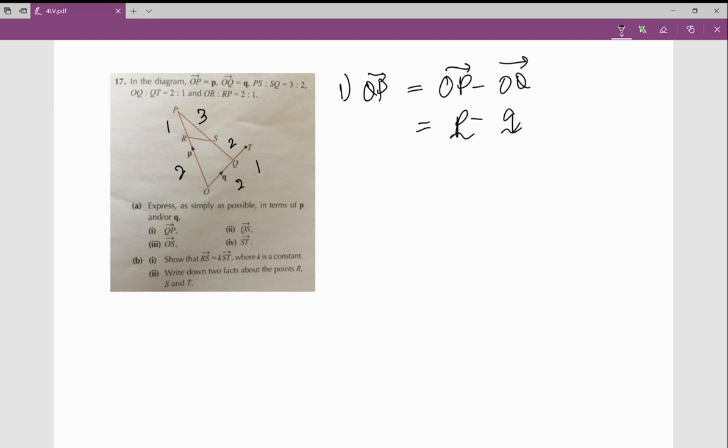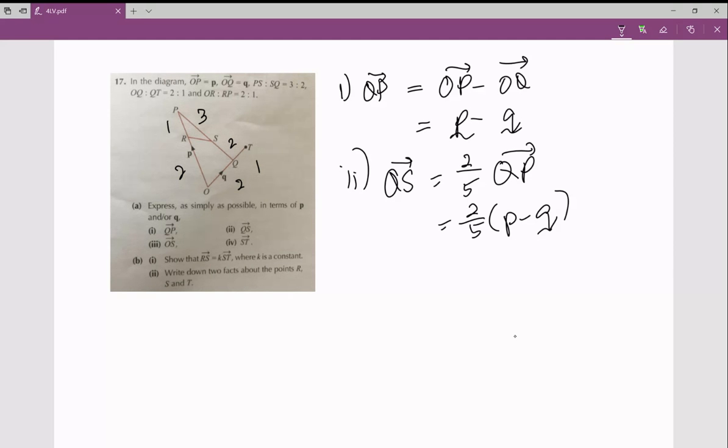The next one, part 2: find QS. So QS is 2/5 by the ratio of QP. This is the working that is required. You see, QP is found in part 1, so it's 2/5 of QP, which is P minus Q.